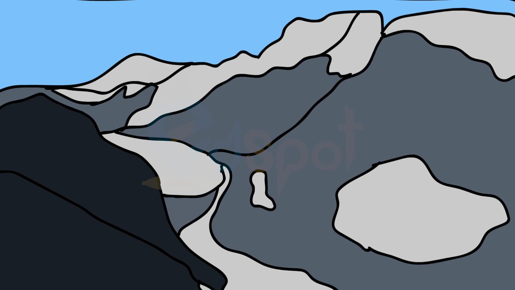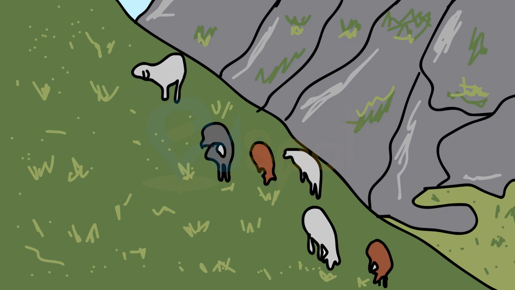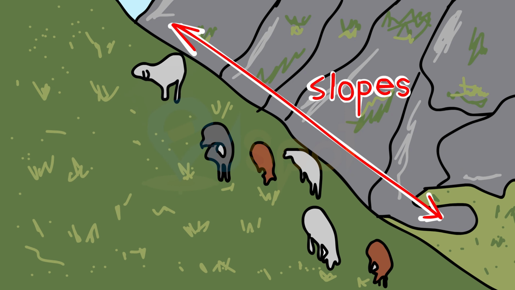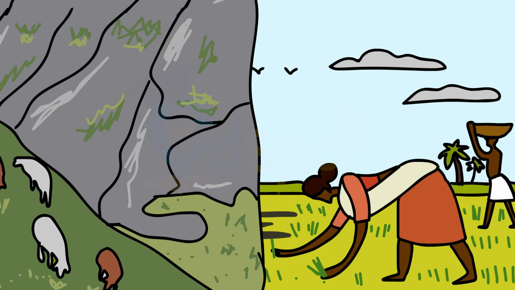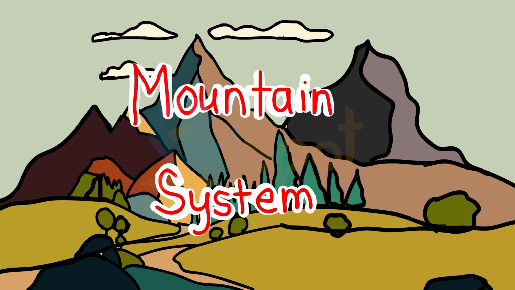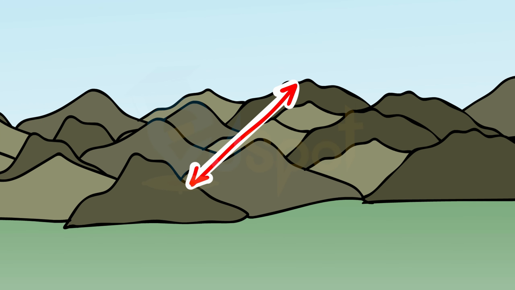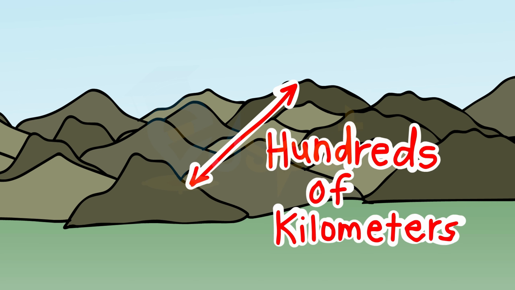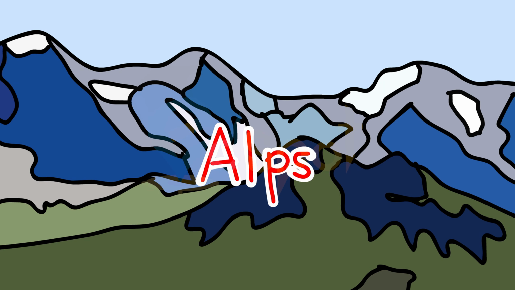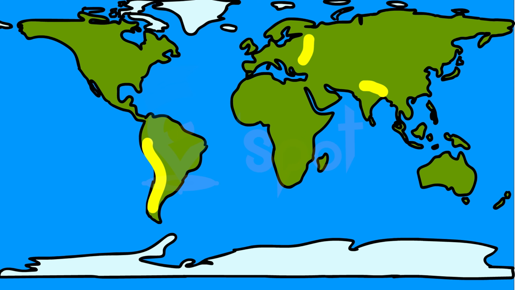Because of harsh climate, fewer people live in the mountain areas. Since the slopes are steep, less land is available for farming. Mountains may be arranged in a line known as a range. Many mountain systems consist of a series of parallel ranges extending over hundreds of kilometers. The Himalayas, the Alps, and the Andes are mountain ranges of Asia, Europe, and South America, respectively.